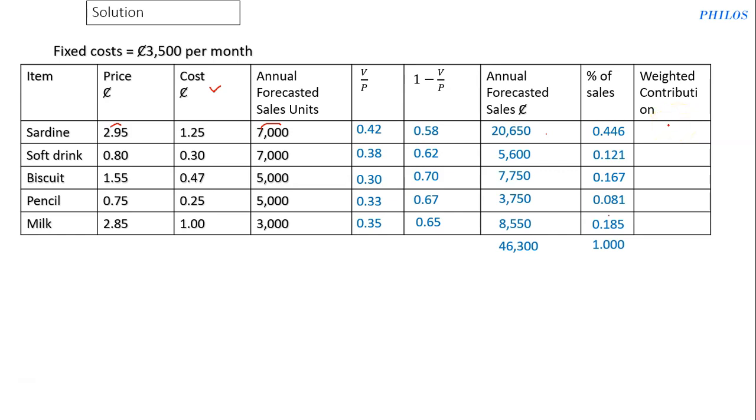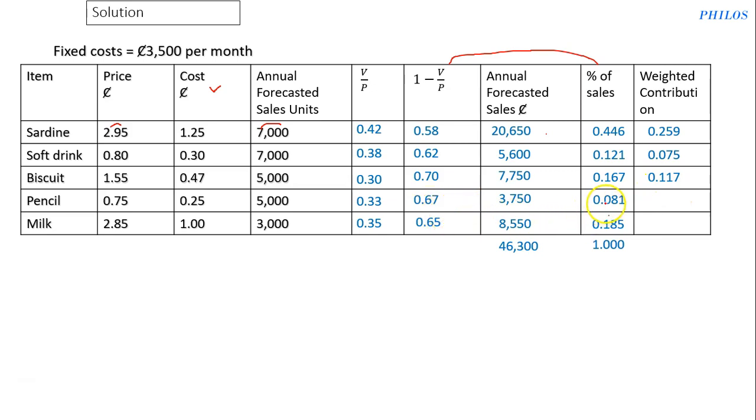Now to get a weighted contribution, we are going to multiply the percentage of sales by the 1 minus V over P. Okay, so 0.58 times 0.446 will give you 0.259. Okay, then 0.121 times 0.62 will give you 0.075. Then the next one, 0.167 times 0.7 should give you 0.117.